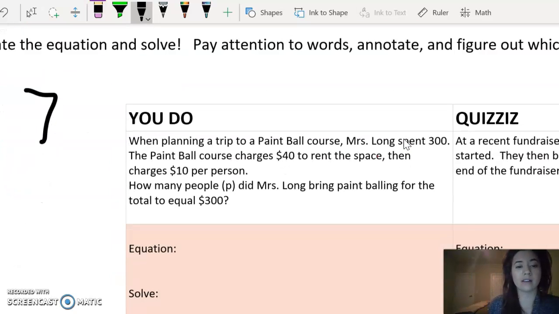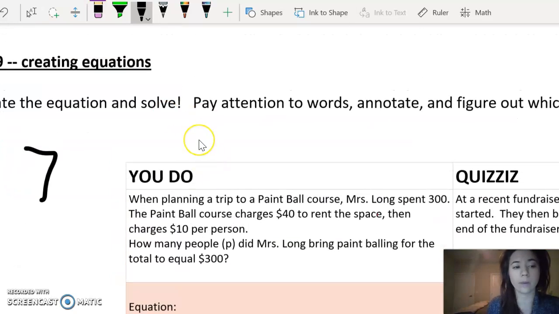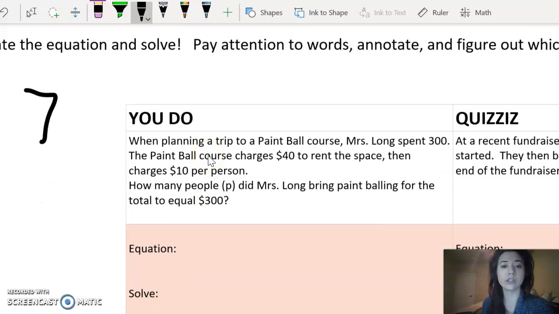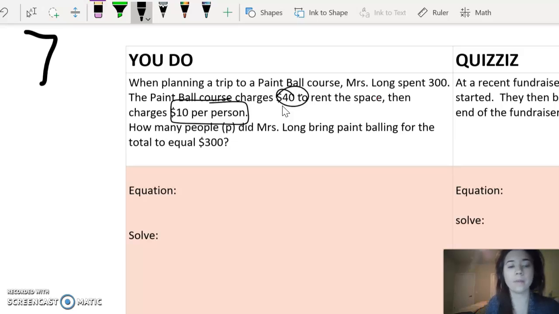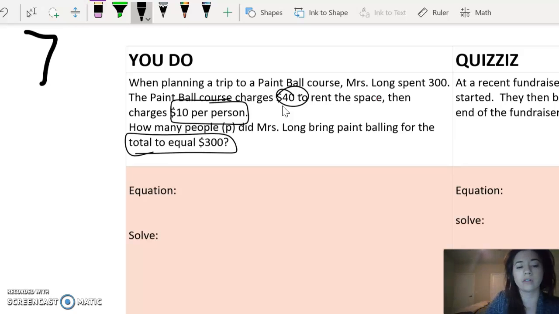Okay, on to the last one here. So now we have story problems. So we're going to create equations and then solve them. So super important, pay attention to the words, annotate your problems, and then know what you're solving for. So when planning a trip to a paintball course, Mrs. Long spent $300. The paintball course charges $400 to rent the space and then $10 per person. How many people did I invite in order for my total to be $300? So my total, I know, equals $300.